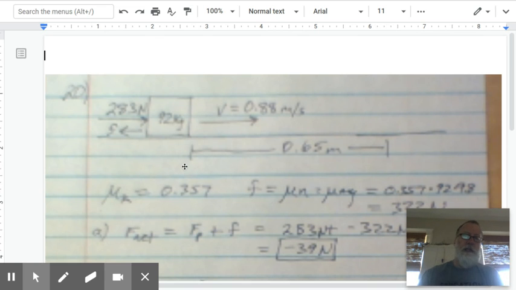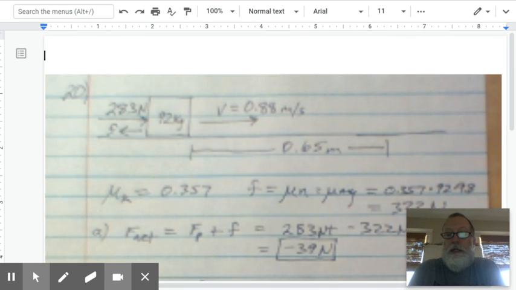But here we have a problem, and we're dealing with work, energy, friction, force, etc. And we have a 92 kilogram box that's being pushed by a 283 Newton force. There is friction that's going to oppose the motion. If the force is greater than friction, the box will accelerate and our final speed will be greater than our initial speed. If friction is greater than our initial force, then the box is going to slow down and our final speed is going to be less than our initial speed.